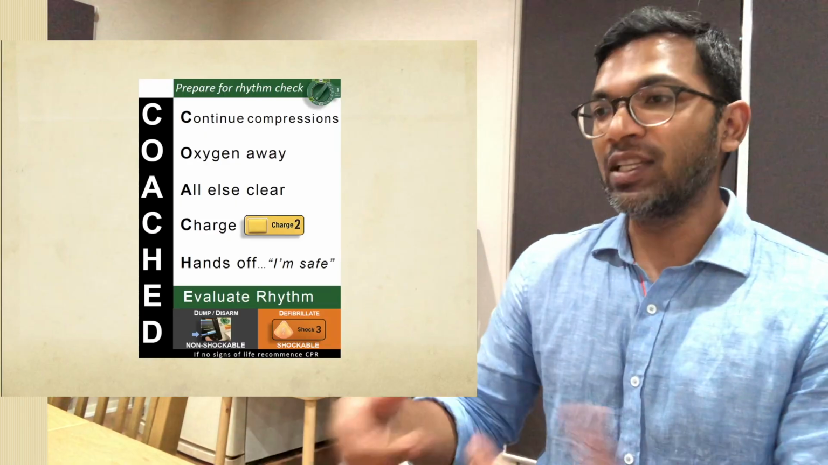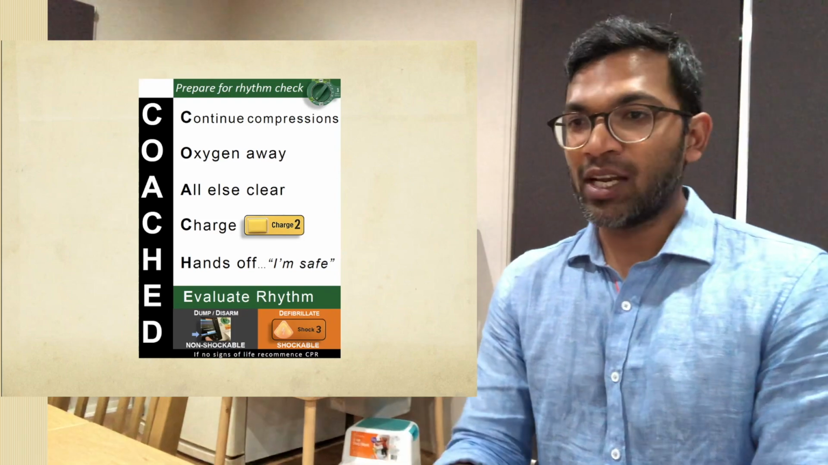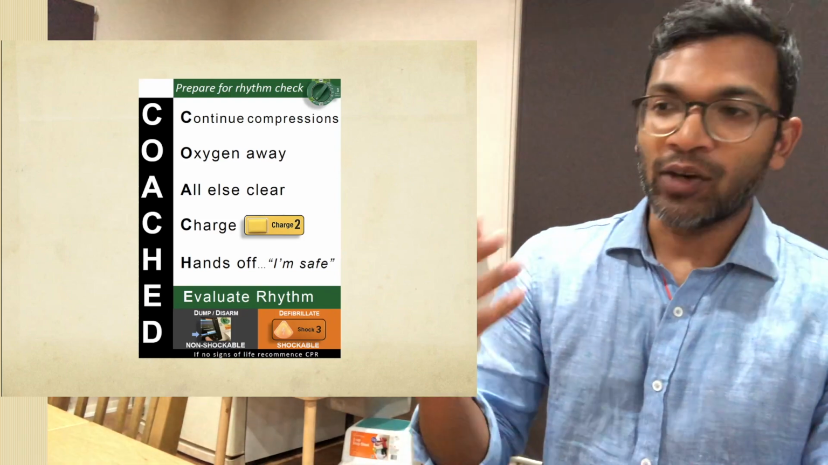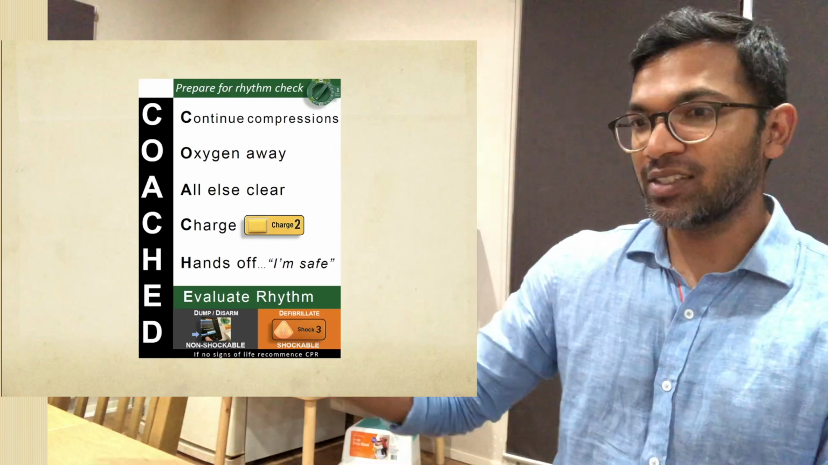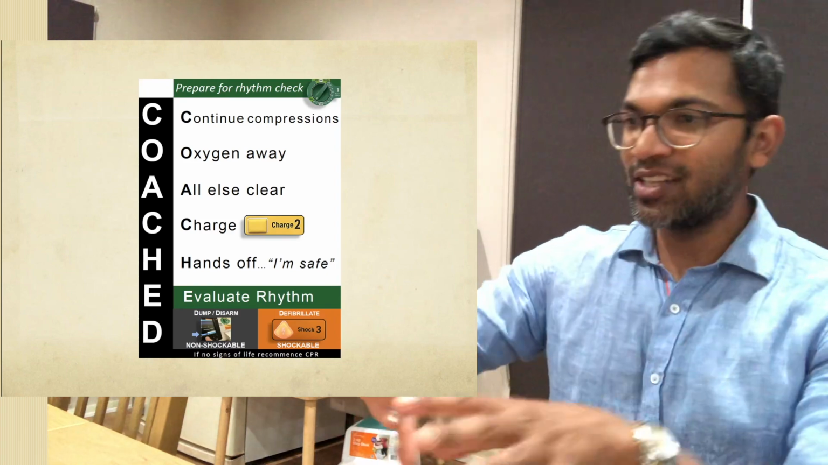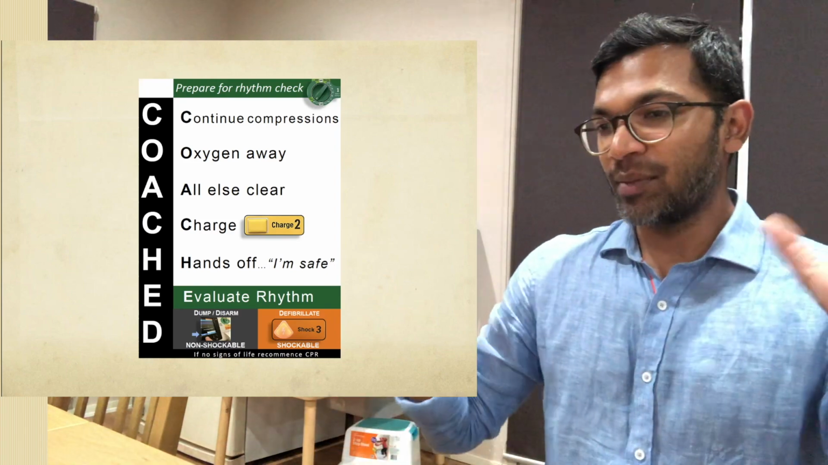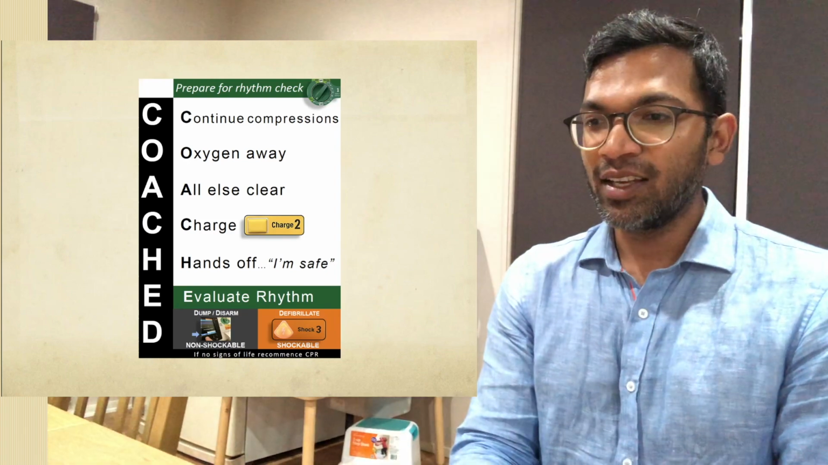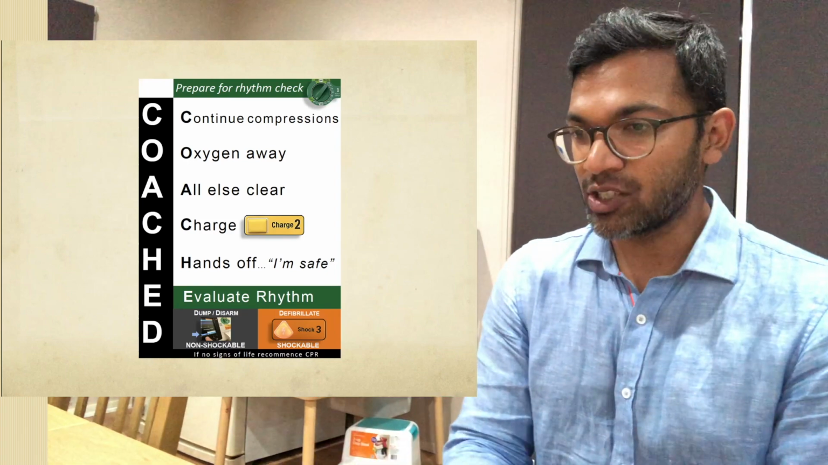After 2 minutes, we literally do that again. We're ready for a rhythm check. Defib operator, happy to do COACHED algorithm. Great. Continue compressions, oxygen away, all else clear. Charging to 200 joules. Wait for a couple of seconds. Charged, hands off to the compressor. They say, I'm safe. We'll evaluate the rhythm now. Okay, shockable rhythm. Please shock. And then go back to chest compressions once the shock is done.